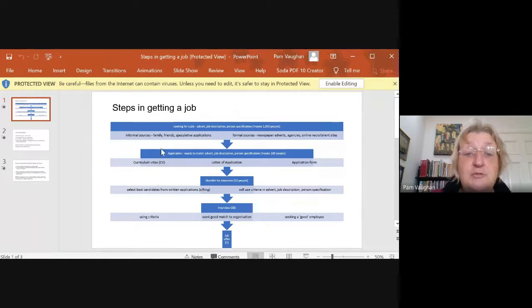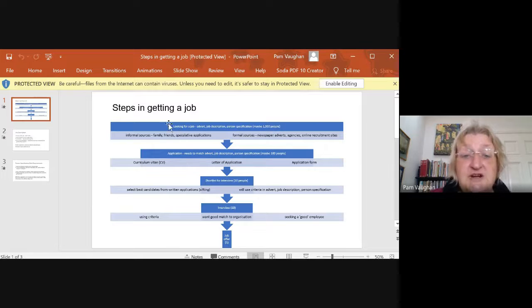So looking for a job, you've got informal sources of where you might get a job from: speculative applications, your wider network of family and friends. But there's also formal sources: newspaper adverts, online adverts, job agencies. I don't know if jobs ever get sent into university and you pin them up on the departmental notice board. So there's different sources of where people would be looking for a job.